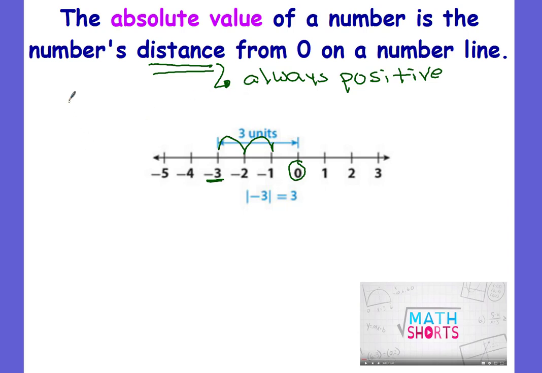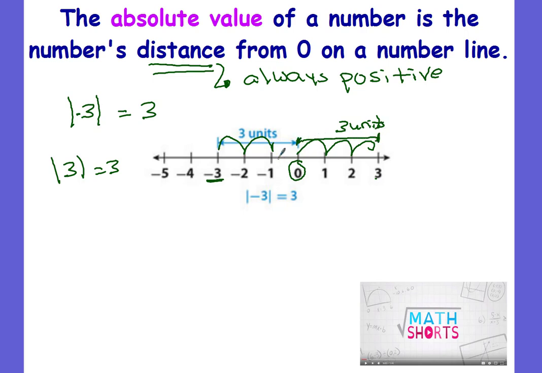The other thing is that the symbol for absolute value is two straight lines, and there would be a number inside, like negative 3, and it's read, the absolute value of negative 3 is 3. The absolute value of 3 is 3. Here's 3. What's the distance of 3 from 0? 1, 2, 3 units. Which is still positive because distance is always positive.